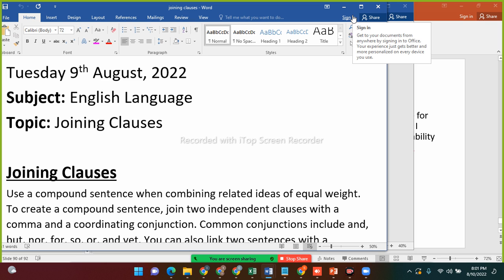Coordinating conjunctions: and, but, or, yet, or, nor, so, for.